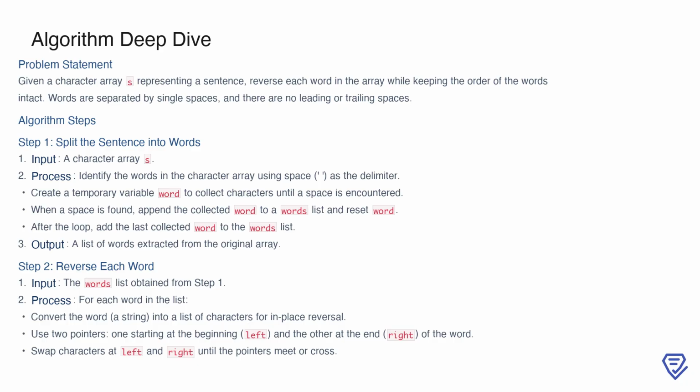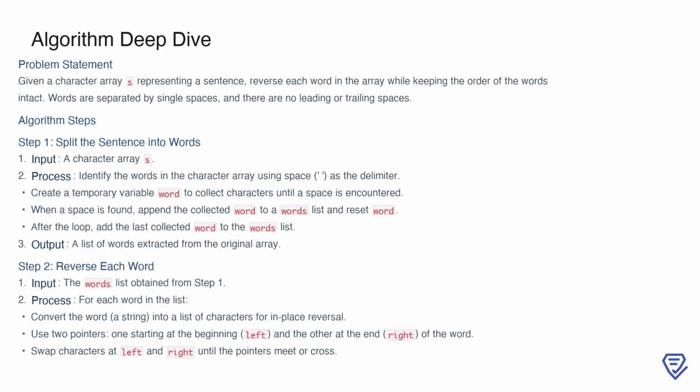Here, we are tasked with reversing each word in a character array while maintaining the order of the words. To achieve this, we break the solution into 4 distinct steps. First, we need to split the sentence into individual words. Starting with a character array, we'll iterate through each character, using a temporary variable to collect characters until we encounter a space. At that point, we add the collected word to a list and reset the temporary variable. Once the loop completes, any remaining characters form the final word, which is also added to the list. This gives us a clear separation of words for the next step.